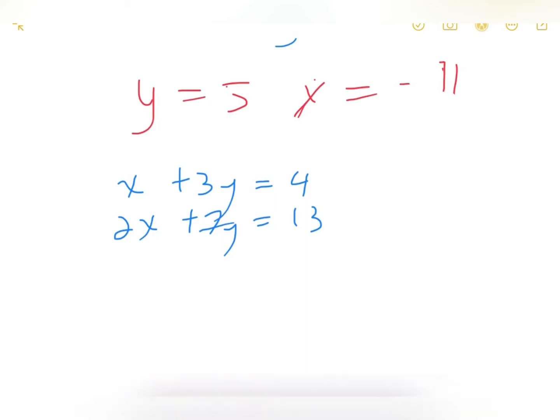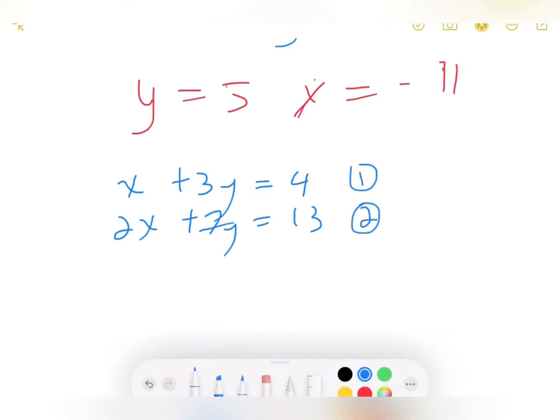Let me label the equation. So this is our equation 1, this is our equation 2. So we're going to manipulate equation 1 so that when we add both equations, the x cancels out. Since there is a positive 2x here, if we add a positive 2x to a negative 2x, they will cancel out because they're equal magnitude but opposite sign. So let's multiply equation 1 by negative 2.